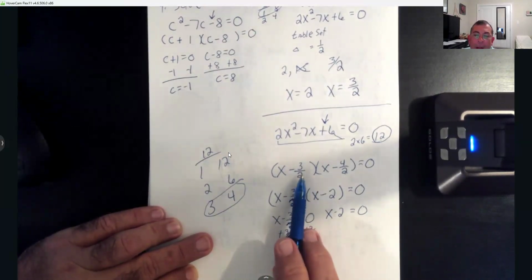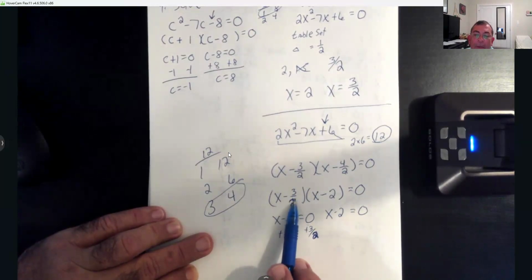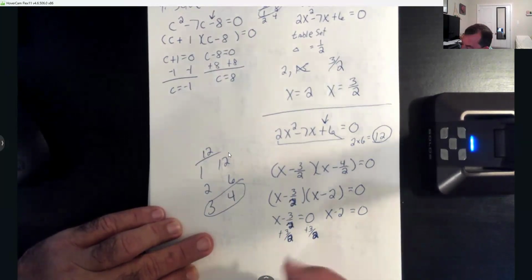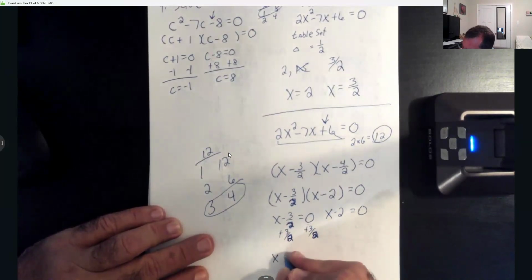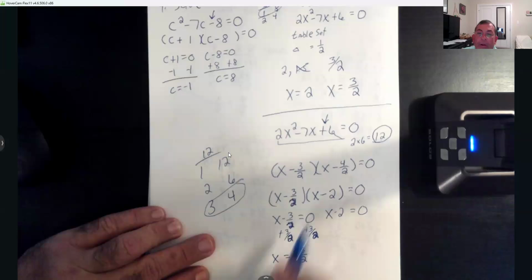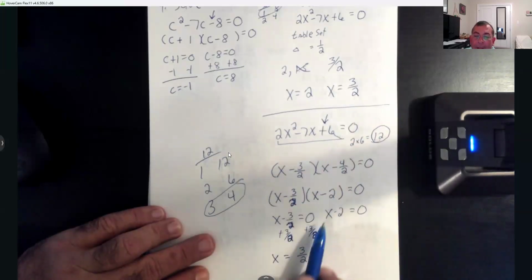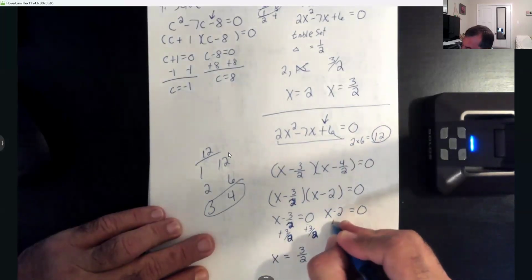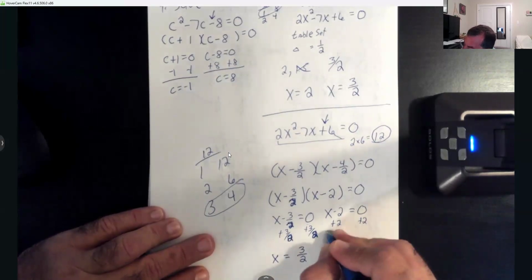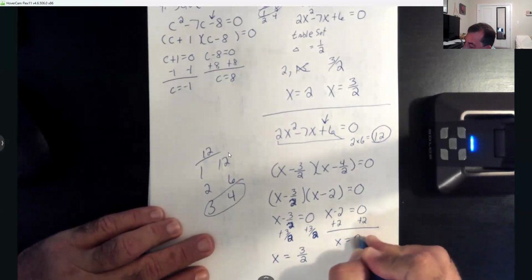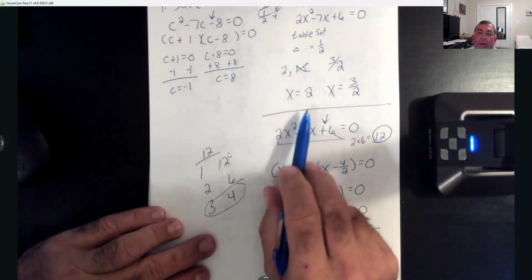Okay, so somehow I turned this 2 into a 4, but remember, that's still a 3/2, and we're adding 3/2 to both sides so that we get x equals a positive 3/2. Well, that's one of the answers we got factoring. And then here, I would add 2 to both sides. Again, x is a positive 2.